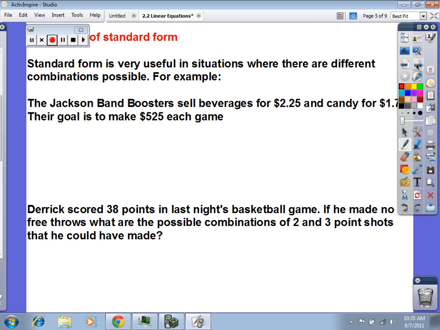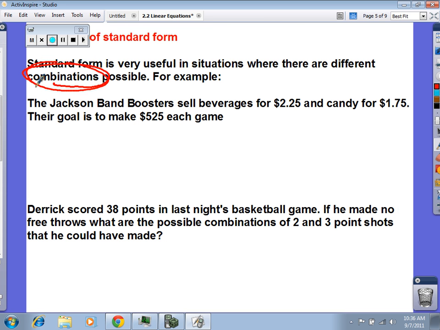Okay, application. Here's why we do standard form. Standard form is useful for problems that give us combinations. Circle this. Combinations. So here's your context. Here's your story problem.